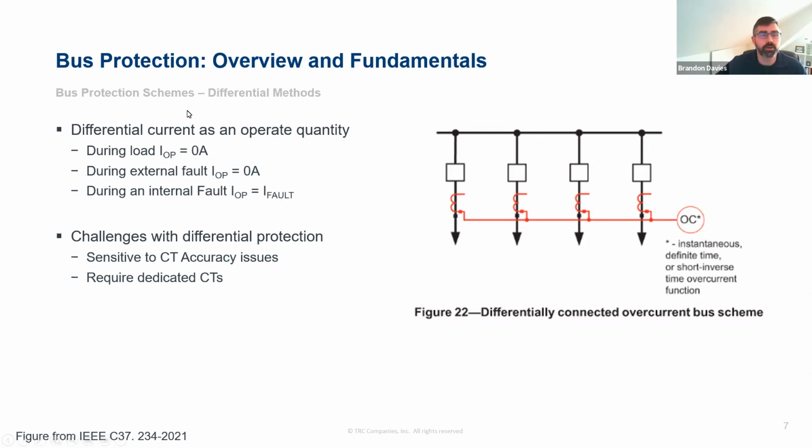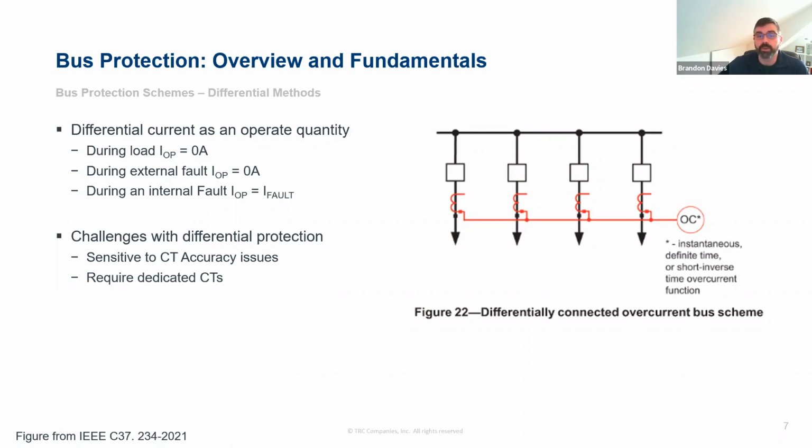We talked a little bit about what makes a good operate quantity when we were talking about distance protection. We looked at during load, you've got an impedance that's got a certain angle and a certain magnitude you can expect, and during a fault that changes. Your angle moves closer to the line impedance angle, and your magnitude decreases significantly based on the measurements you're taking. So that's what made it a good operate quantity that we can make an informed protection decision with.